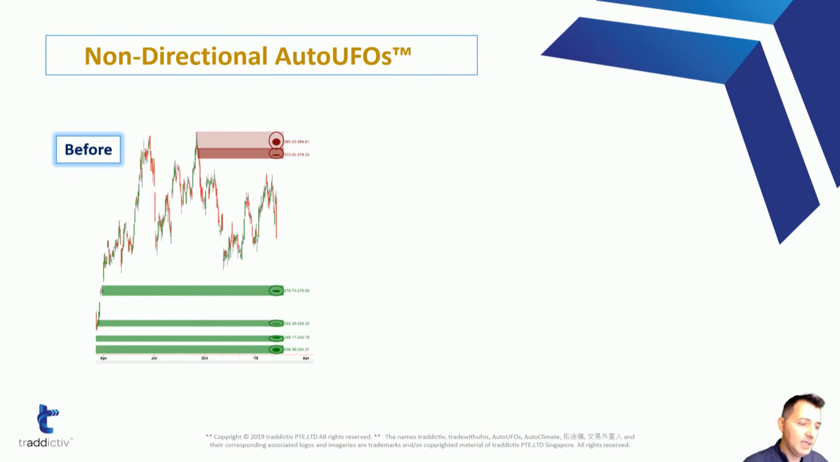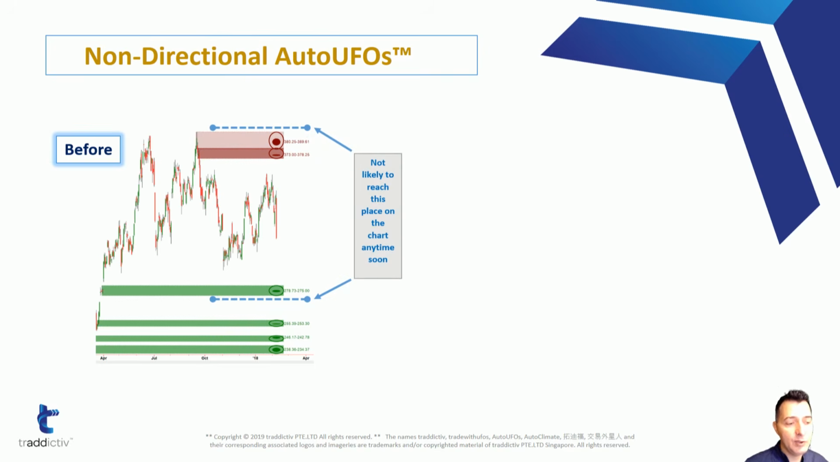In this case, I would like to briefly explain what non-directional trading is, because it's less common, and therefore some of you watching the presentation today may not be fully familiar with it. So just for clarification, non-directional trading means that you identify price points in the chart where the market is not likely to reach that place on the chart anytime soon. So you may get there, but it's going to take a long time.